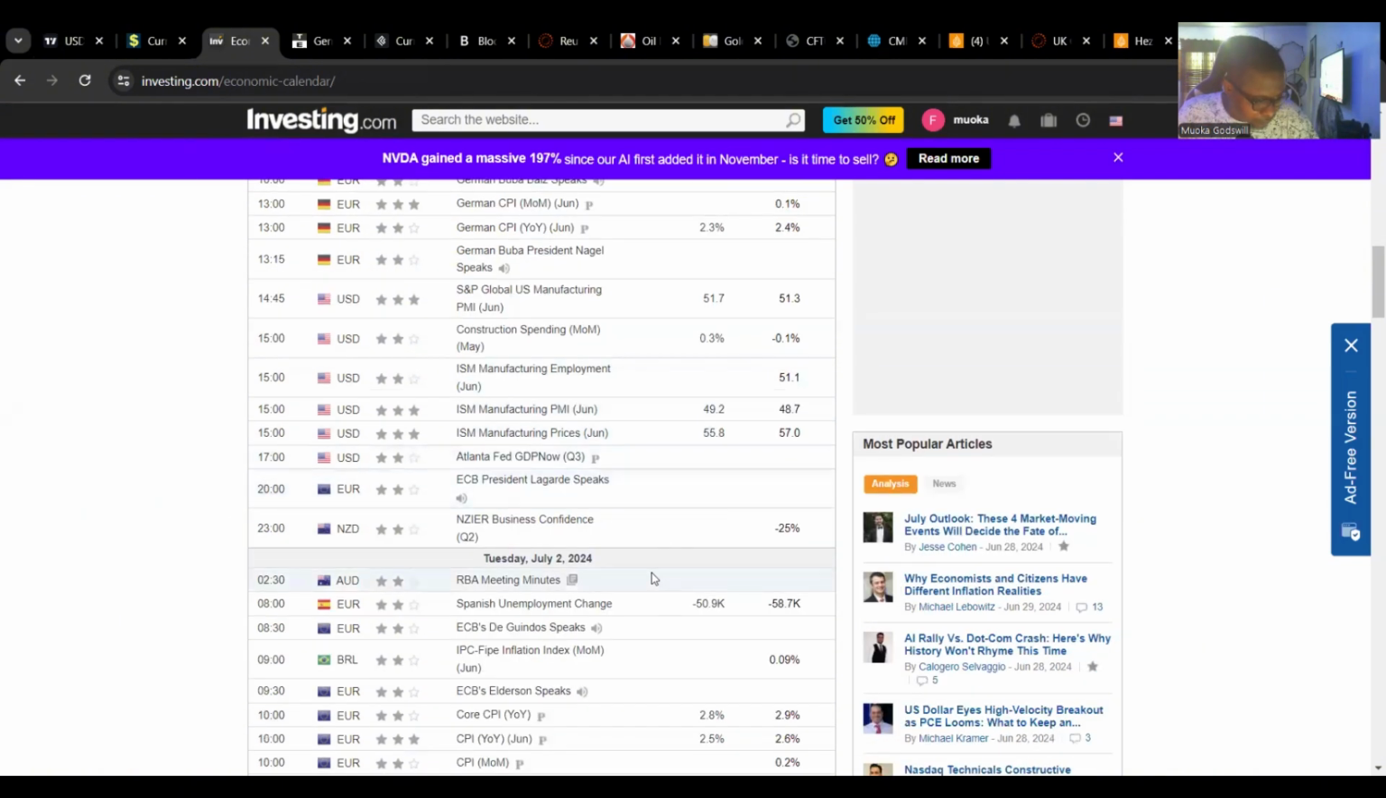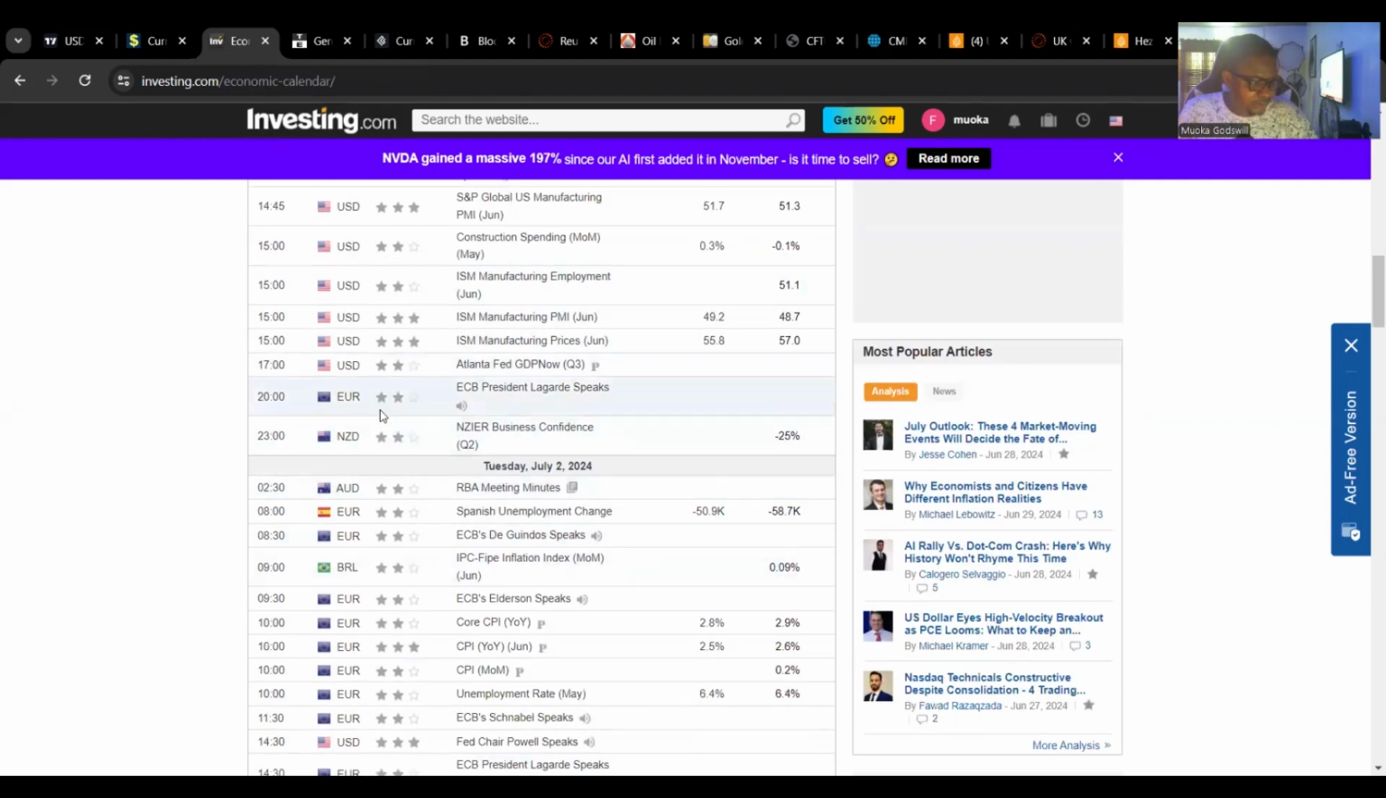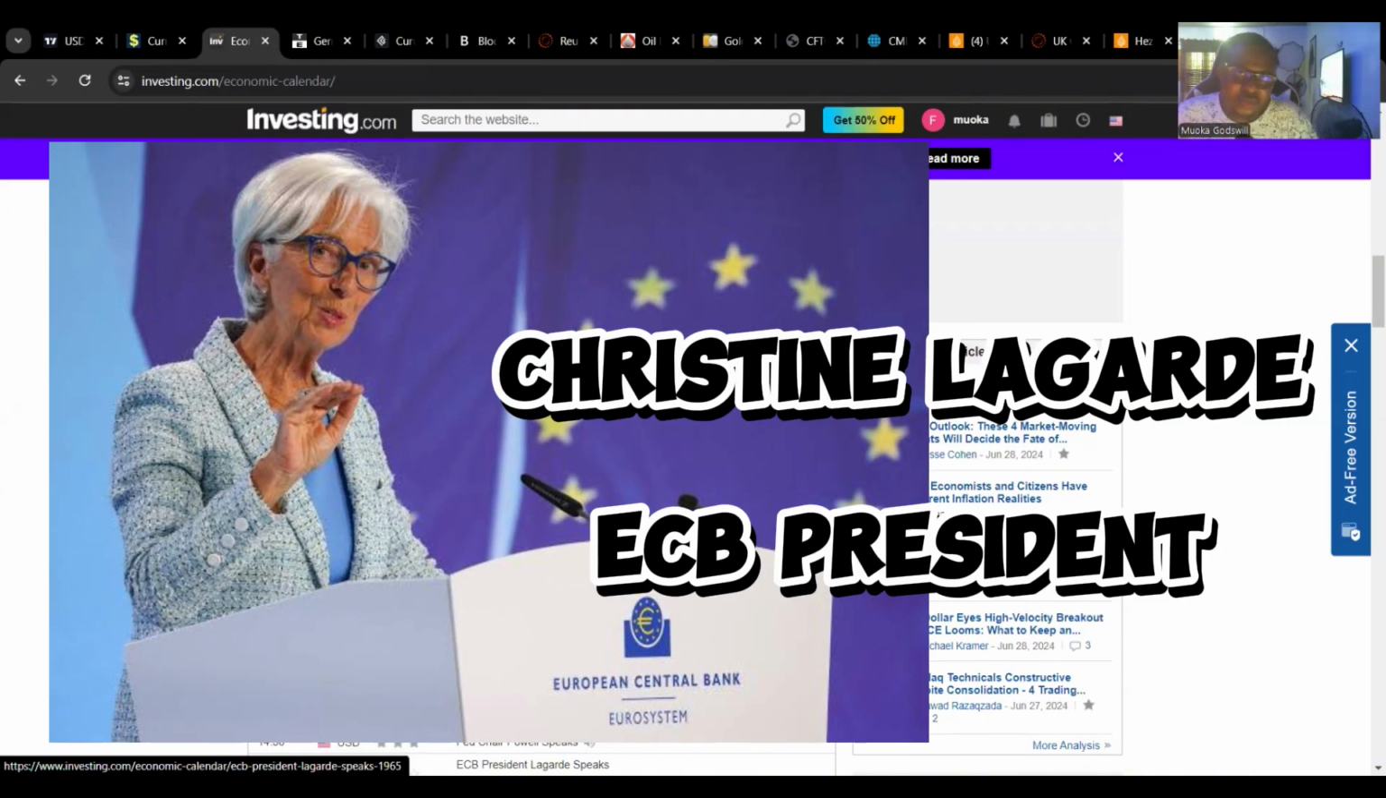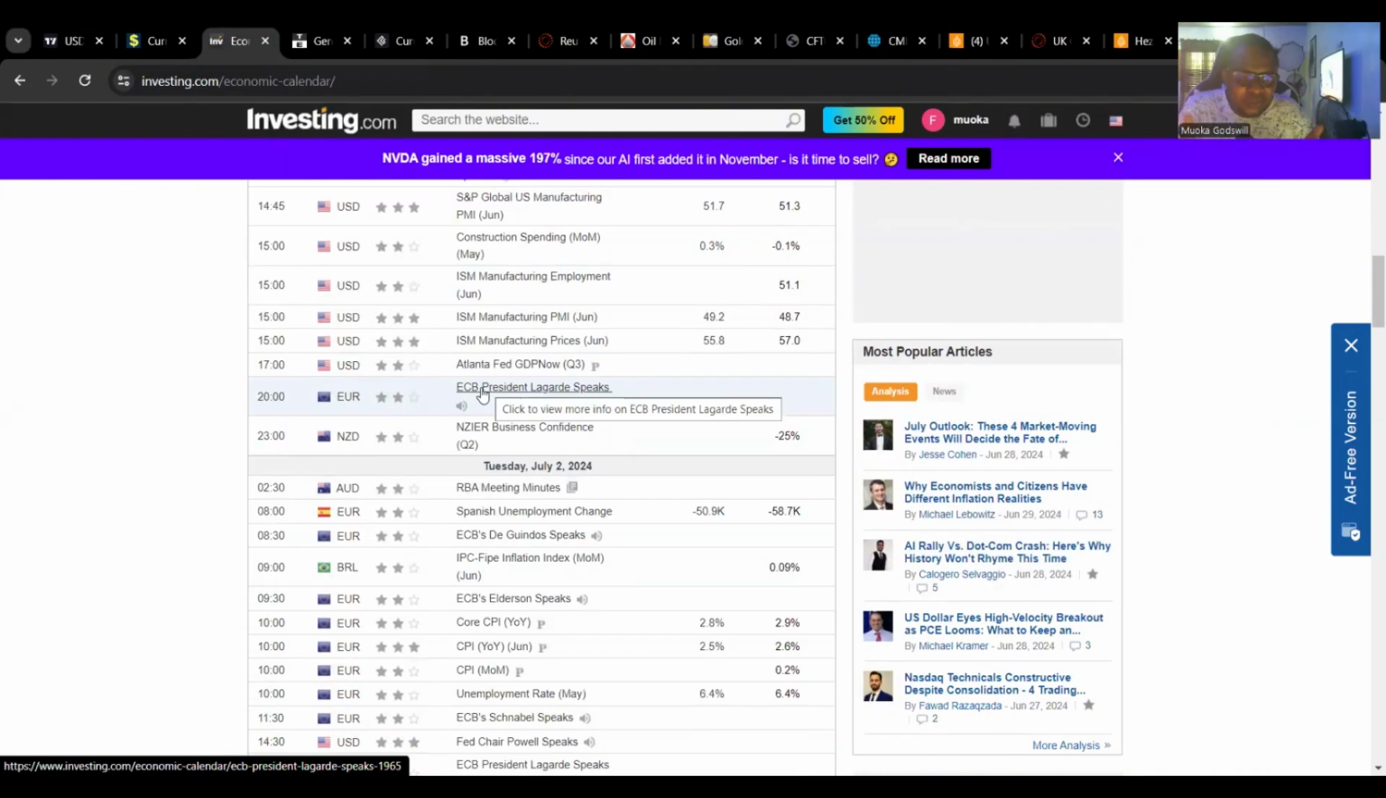On Monday as well, we expect ECB President Lagarde to speak. We are going to be focusing on what she's going to tell the general public, and I encourage you to go to their website when she's speaking. Try to understand the tone of her speech. Is she going to be dovish or hawkish? Probably dovish, based on what economic indicators are saying.